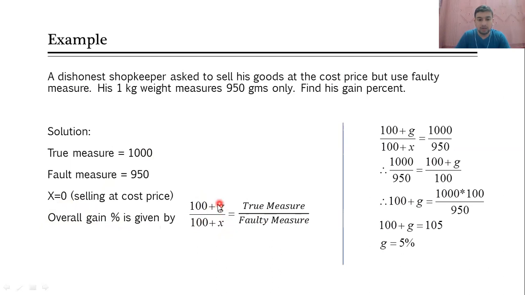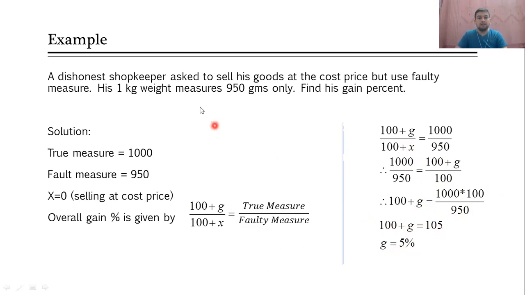What is unknown here? Unknown is g, that is the overall percentage gain. So (100 + g) upon (100 + x) is equal to 1000 upon 950. True measure is 1000, faulty is 950. X we are putting as 0. So (100 + g) upon 100 is equal to 1000 upon 950. Do the cross multiplication. So 100 into 1000 upon 950. Okay, so 100 + g is equal to 105. G is equal to 5%.